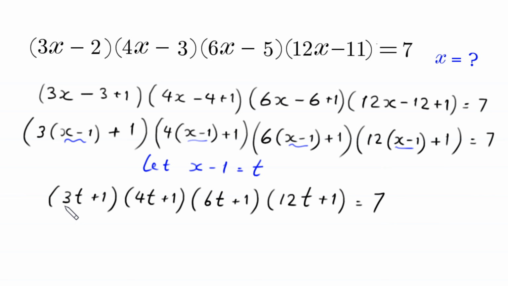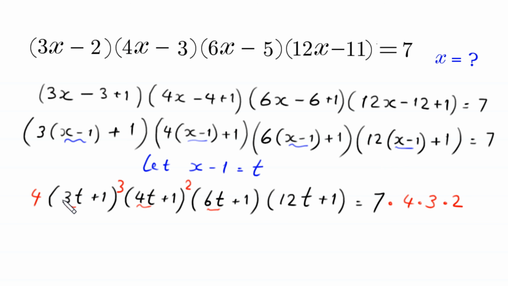Now to make this 3t 12t, we multiply this expression by 4. And to make this 4t 12t, we multiply this expression by 3. And to make this 6t as 12t, we multiply this expression by 2. And since we have multiplied at left hand side 4 times 3 times 2, so at right hand side we multiply by 4 times 3 times 2.